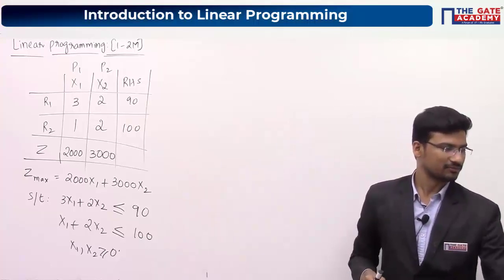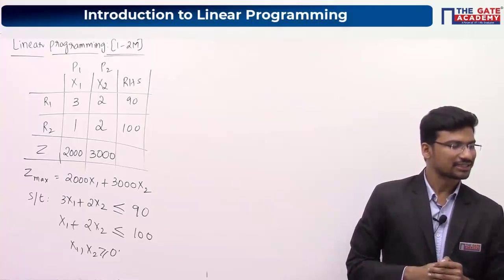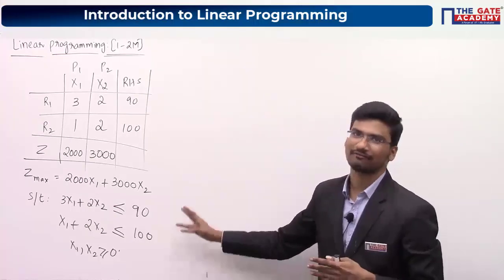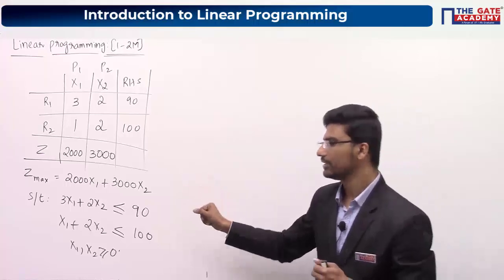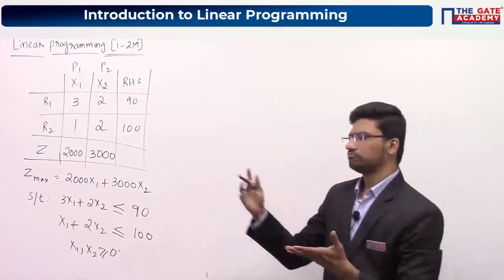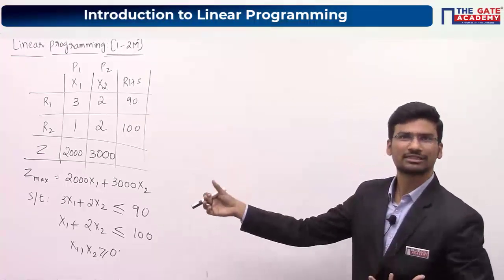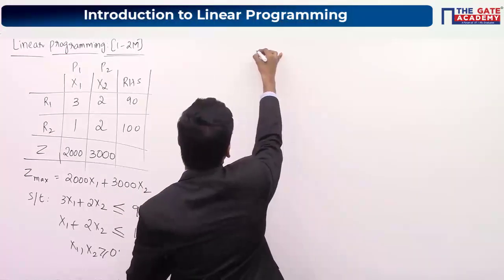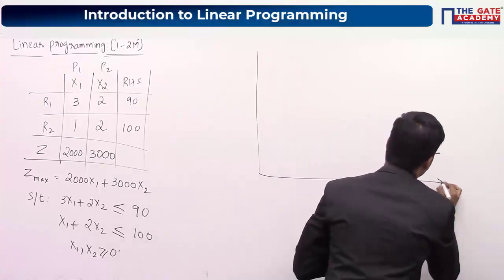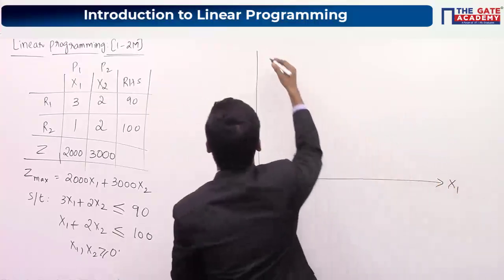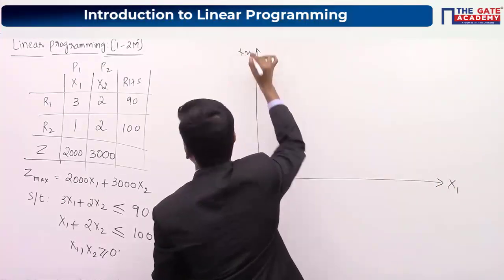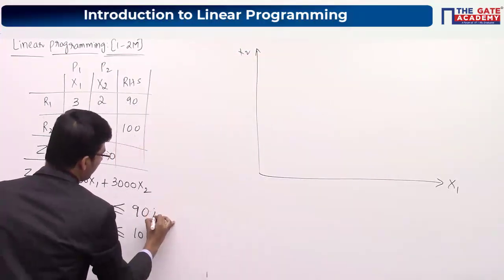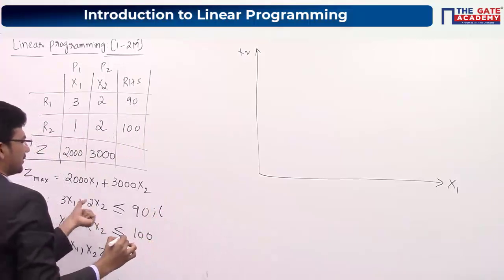So look at the question. The manufacturer can make a maximum profit of rupees. So solve this one using the graphical method and find out the maximum profit. Again, whatever we discussed in the last question, we have only 2 variables. It is a 2 variable problem, so you can solve this using the graphical method. X1, X2. Okay.